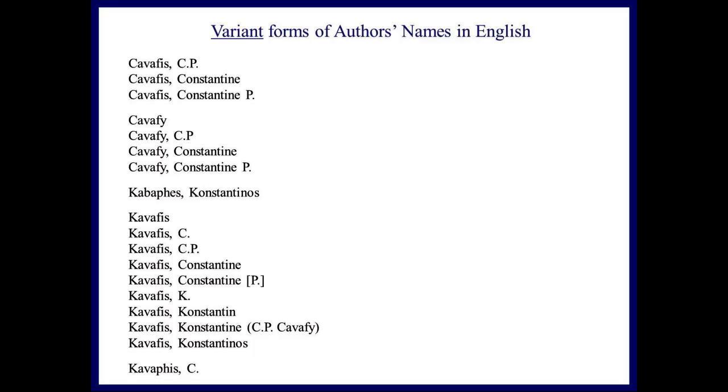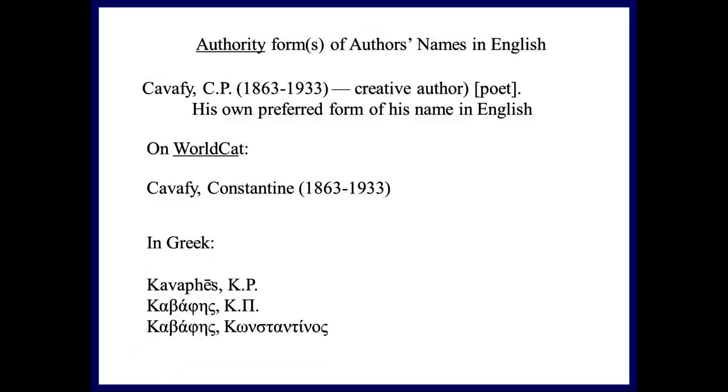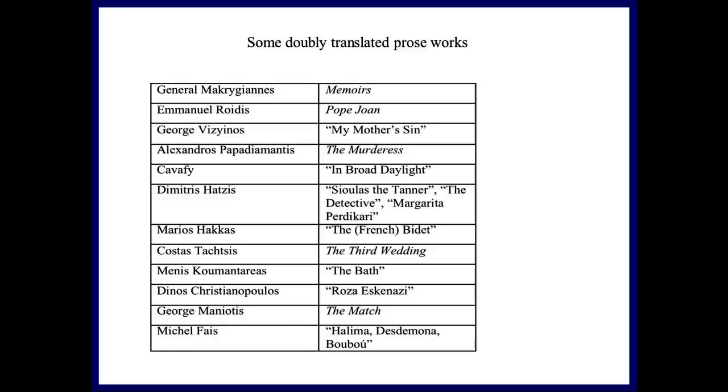It's obvious that authority forms will be needed and cross-references to them. We expect to provide a so-called authority form for each author's name, as done in the Library of Congress or the WorldCat catalog, for instance, both in Greek and in English. And we shall also record the variant spellings found in the publications and provide cross-references between the variant spellings and the authority forms.